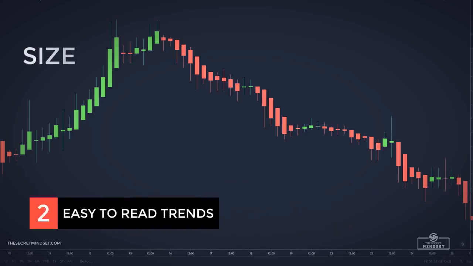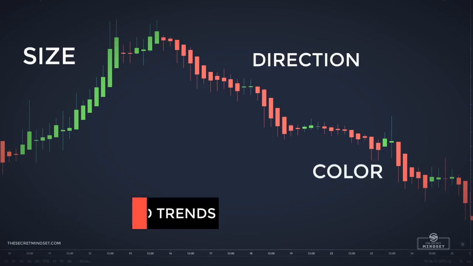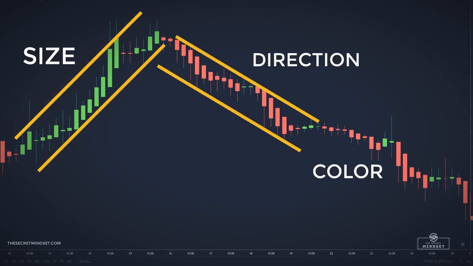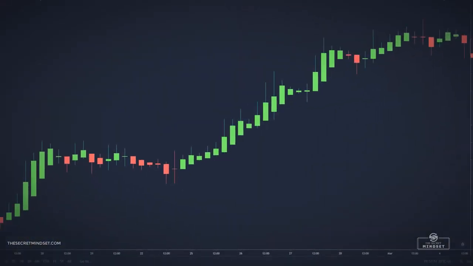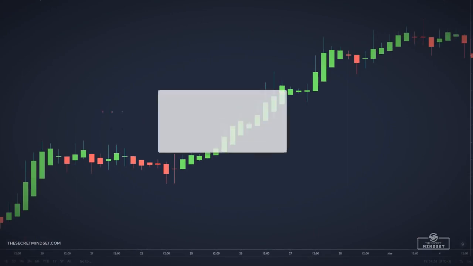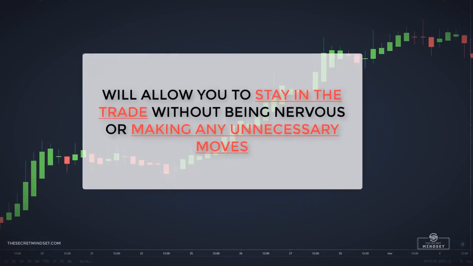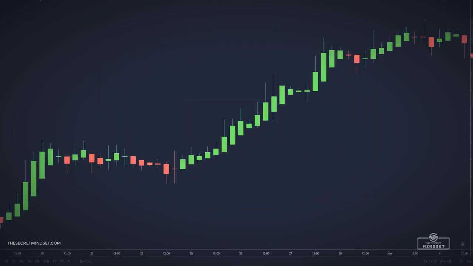The size, direction, and the color of the Heikin Ashi candlestick will tell you a lot about the trend in a short amount of time. This is extremely valuable for day traders who need to make quick decisions. Another advantage of Heikin Ashi is the fact that it will allow you to stay in a trade without being nervous or making any unnecessary moves.